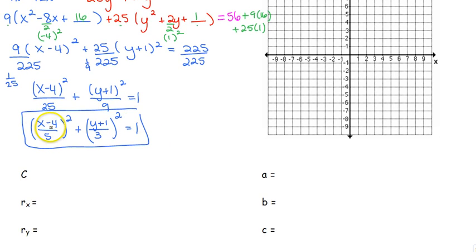Our center is at 4, -1. Again, opposite of what you see. So we see a -4, it's a +4. We see a +1, it's a -1. The r sub x, that is your r radius, or sorry, your x radius. And we look here, the x's are together, the y's are together. Therefore, 5 is your radius in the x direction. Here's your y's. 3 is your radius in the y direction.